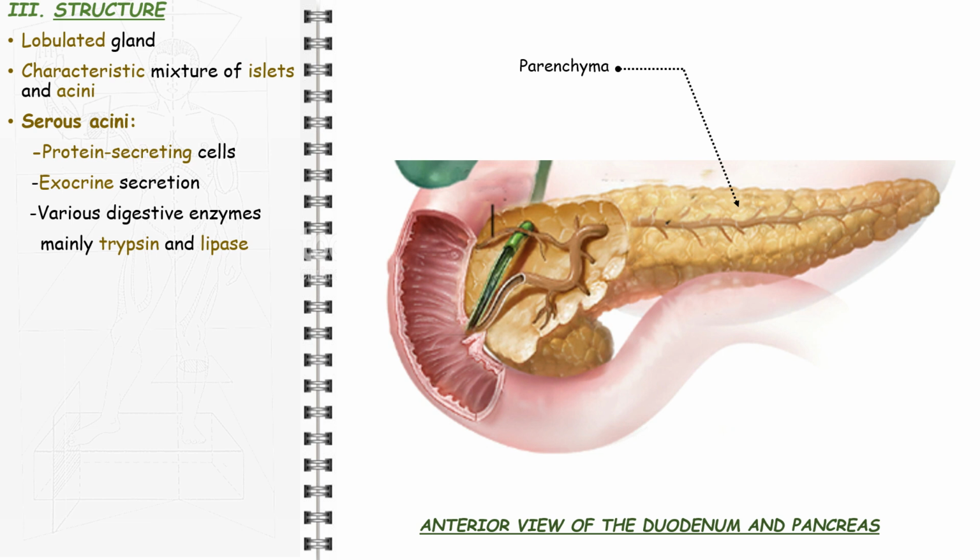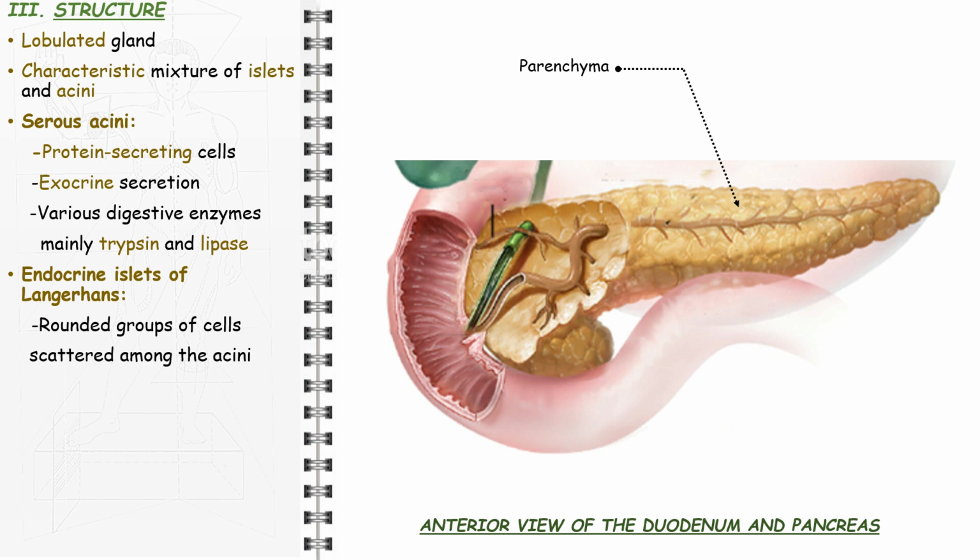The endocrine islets of Langerhans are rounded groups of cells scattered among the acini. The alpha cells secrete glucagon, the beta cells secrete insulin, and the delta cells secrete somatostatin. The endocrine islets are more numerous in the body.